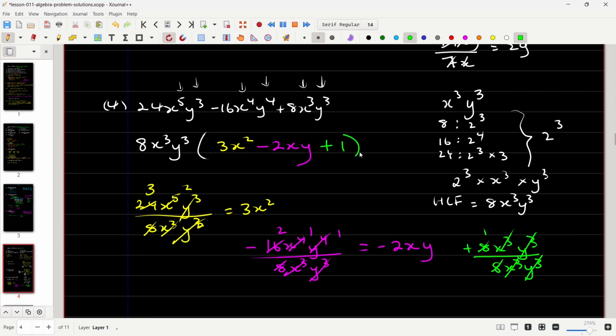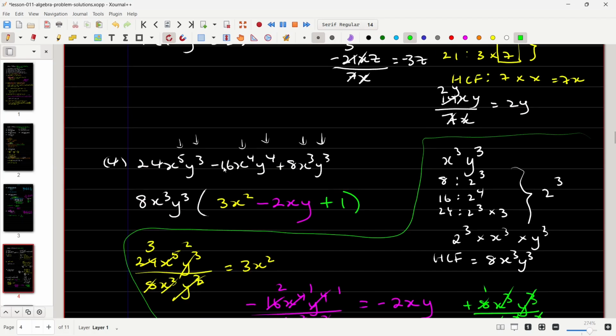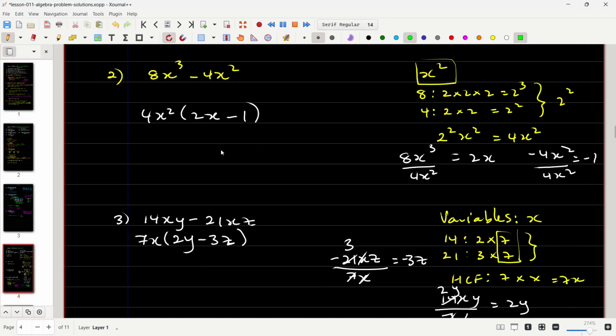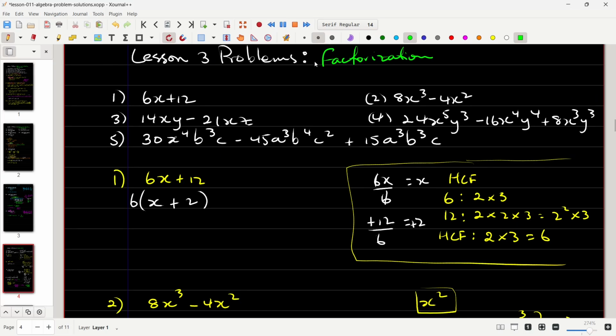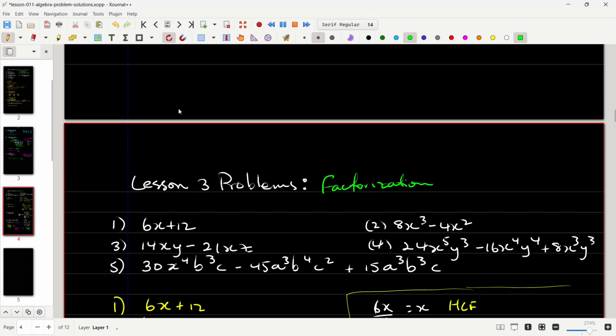All right. Now, again, all of this here is done mentally. And if you're not comfortable doing it mentally, that's okay. You can go ahead and do all of this. Take your time and do all of this. But most of the time, all of this is done mentally. All right, let's do another one. So I think we have number 5 to do next, and that's the last one.